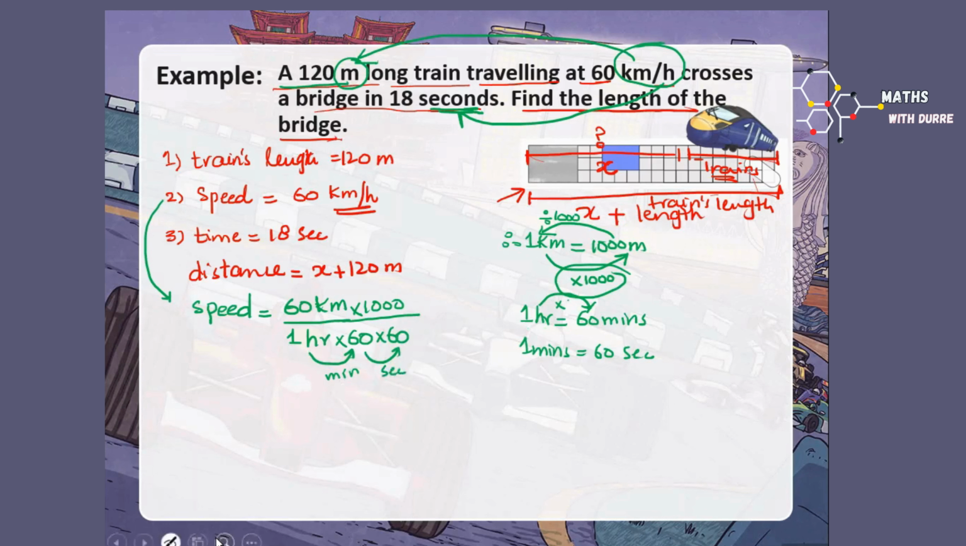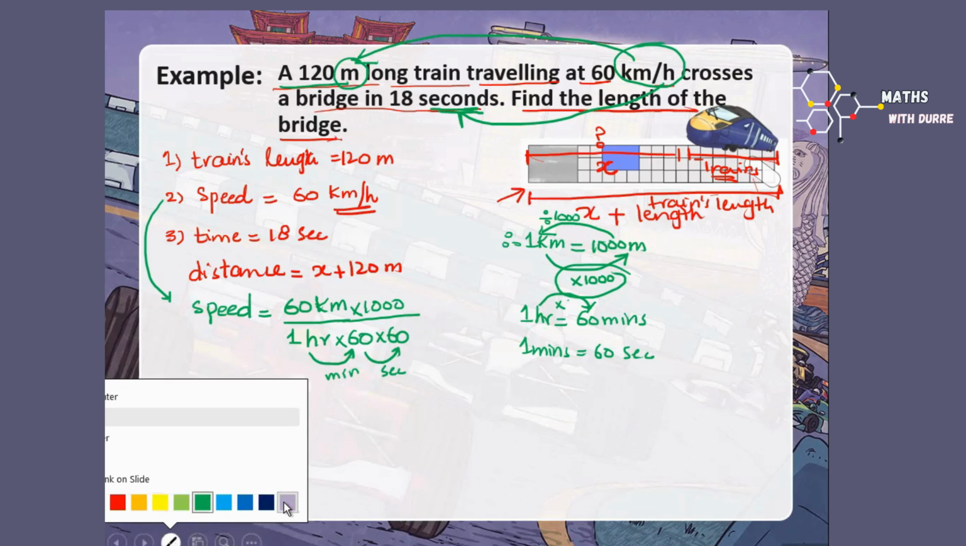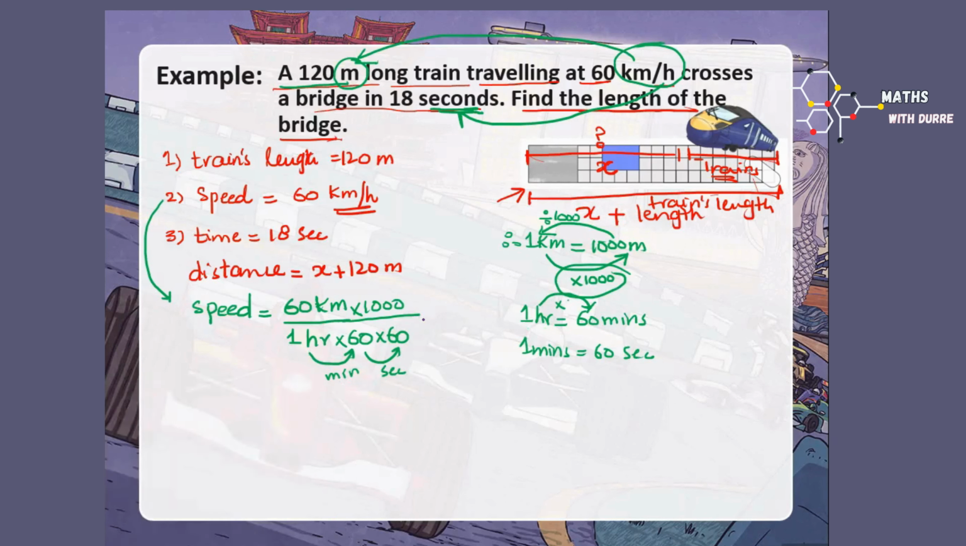Clear? Okay. Now we will just do the simplification. I will suggest you do the cancellation here instead of multiplying all the values of the numerator and denominator. I'm going to do the cancellation. Now 6 ones are 6, 6 tens are 60, 2 threes are 6, and 2 fives are 10.